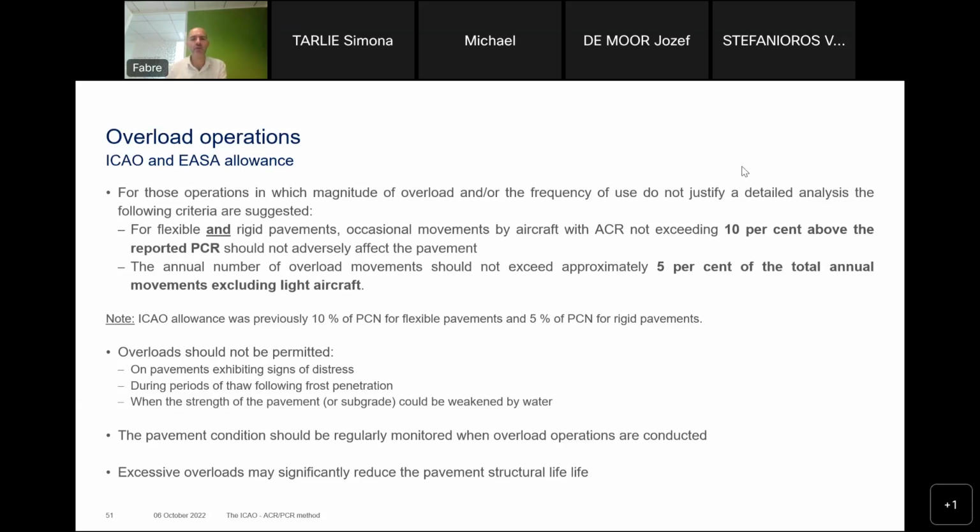So the pavement conditions should be regularly monitored when overload operations are granted by the airports. And remember also that excessive overloads may significantly reduce the pavement structural life. So this is something which should be thought about when an airport grants an overload operation. It is a kind of trade-off between the revenues due to the airline's movement and what it will also cost the airport if the overload operation which has been granted has not been, I would say, correctly evaluated or determined.